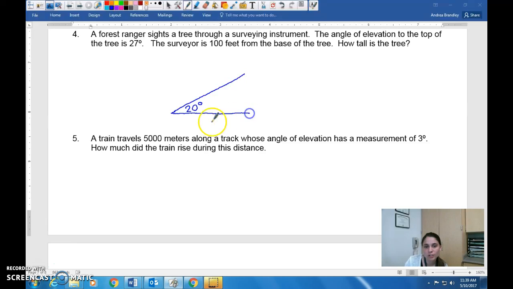So I have the base of my tree down here. The surveyor is 100 feet away. How tall is the tree? Well, here's my tree right here. So I'm looking to the top of the tree, 100 feet from the base of the tree. How tall is the tree?